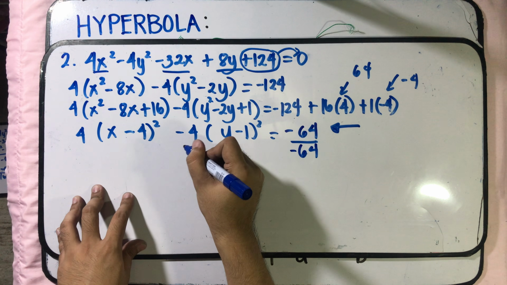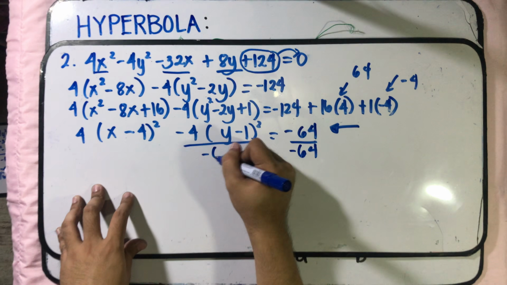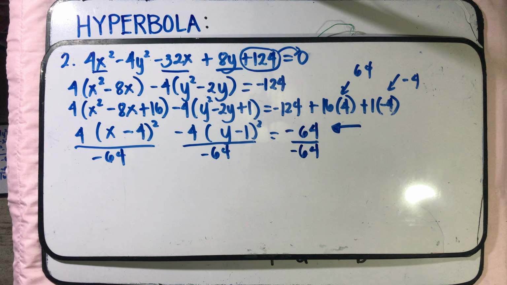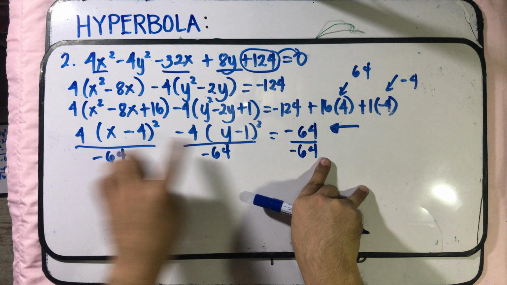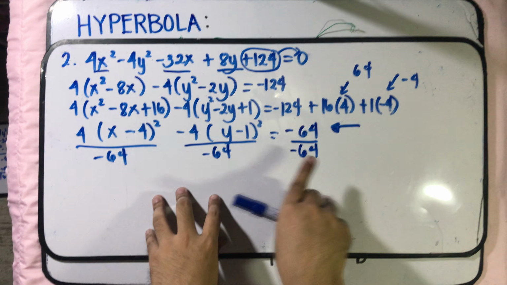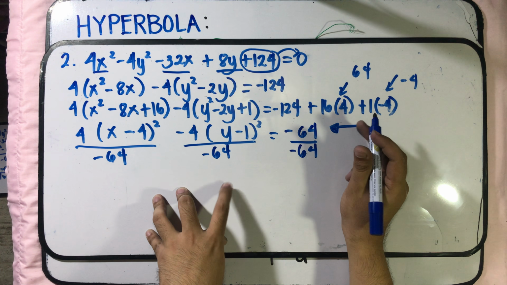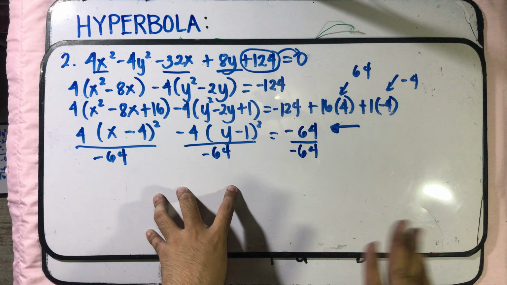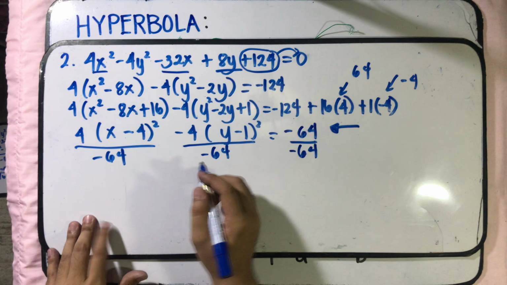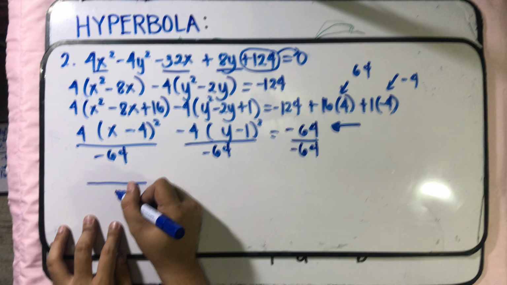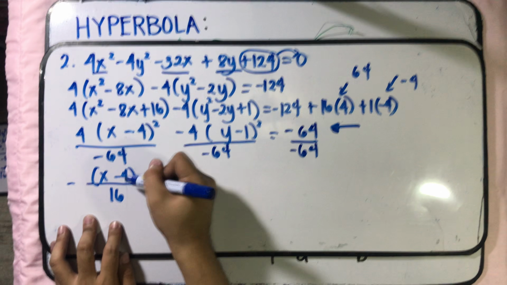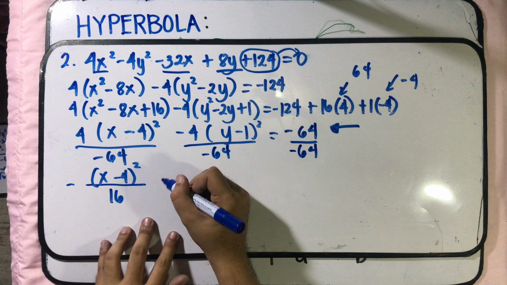So divide both sides by -64. Remember that it is okay, since you still have this equation, one positive, one negative, and the right side is negative. It is okay that the right side is negative since we are dividing all the terms by the value on the right side. Okay, -64 over 4, that becomes -16. Retain the numerator x minus 4 quantity squared.